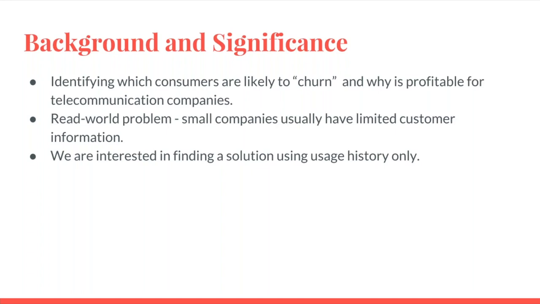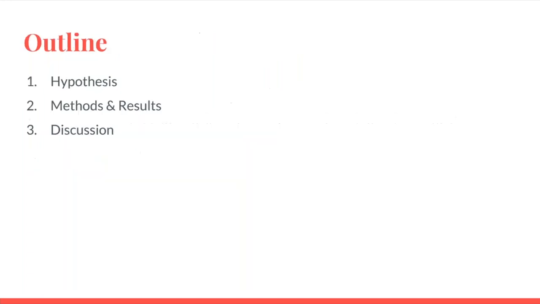Published literature on this topic usually has large data sets available for predicting churn. Although these models have high predictive power, in the real world, small companies usually have very limited customer information available and mostly have customer usage data. Hence, we're interested in predicting customers' probability of churning based on their usage history only.